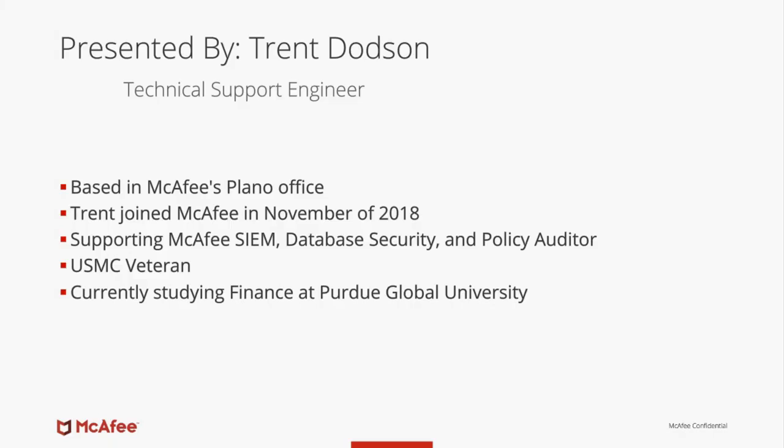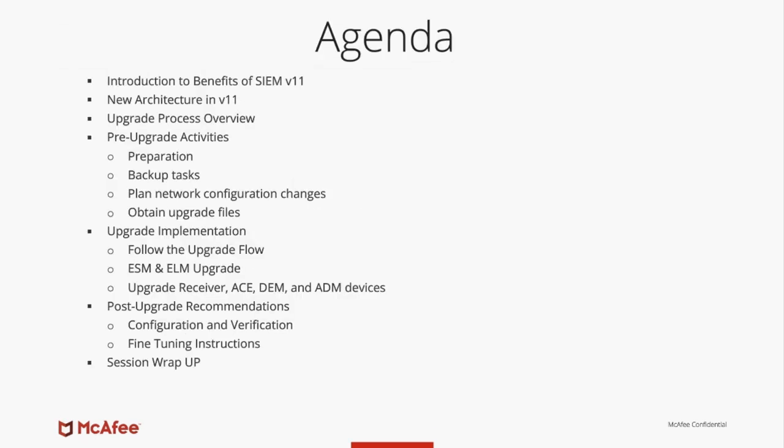Thanks, Nick, and welcome everyone to the webinar. Just a quick rundown of our agenda today. We're going to talk about some of the benefits of version 11 of the SIEM. We're going to talk about some architecture changes in version 11. We're going to go through the upgrade process overview in its entirety, starting with the pre-upgrade activities, which will include preparation, backup tasks, planning our network configuration changes, and then finally obtaining upgrade files.